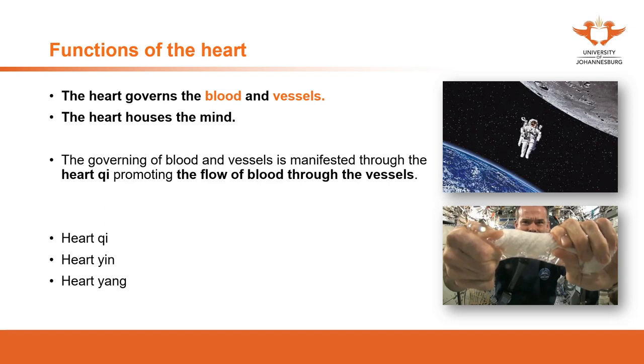The first function: the heart governs the blood and vessels. Governing the blood includes two aspects: creating the blood and promoting the blood circulation. Governing the vessels makes sure that the vessel is smooth enough for the blood to flow. How do we define the vessels in Huangdi Neijing? It describes that the vessels are the tissue or a kind of qi that limits the blood in a certain area. So this kind of qi we call the vessels. As you can see here, we distinguish different tissues from the different kinds of qi.